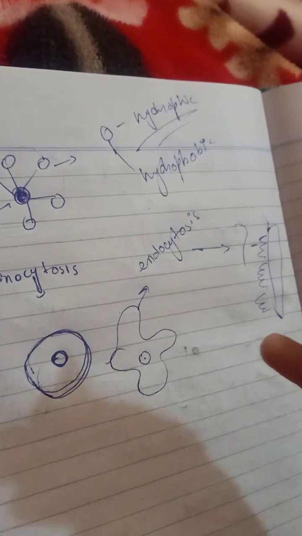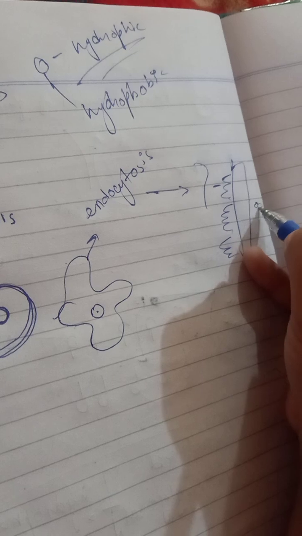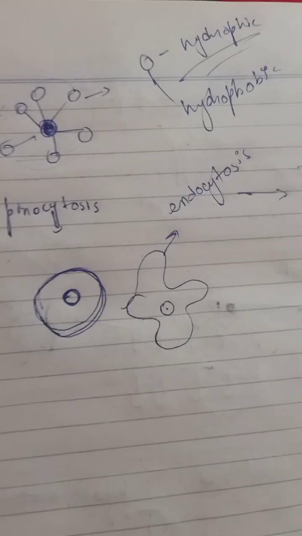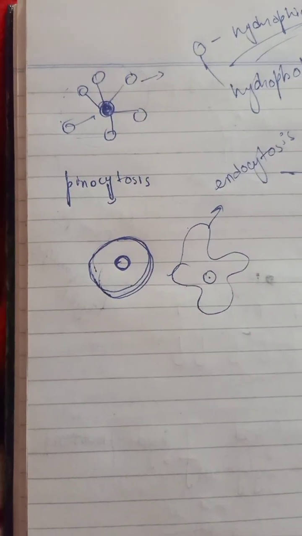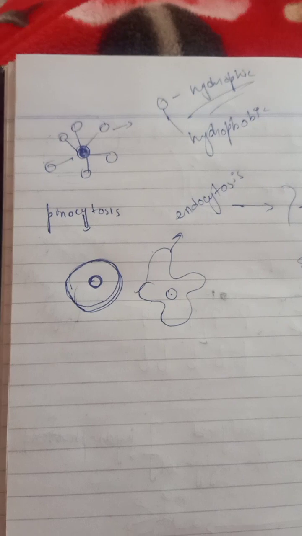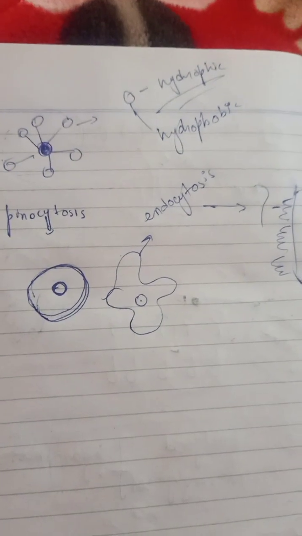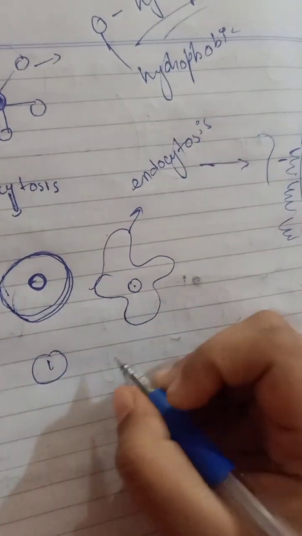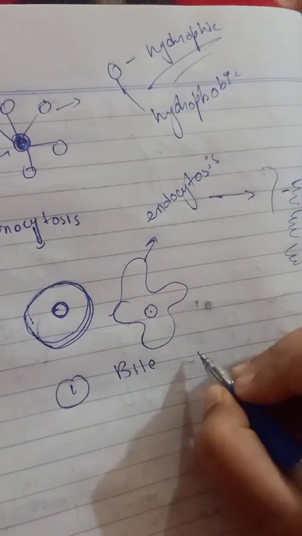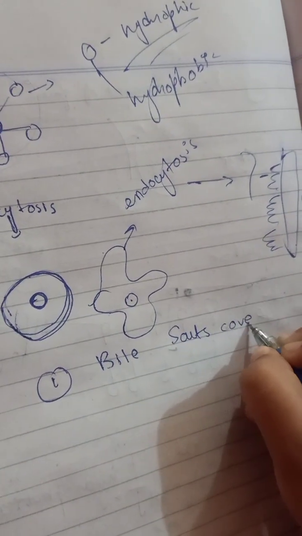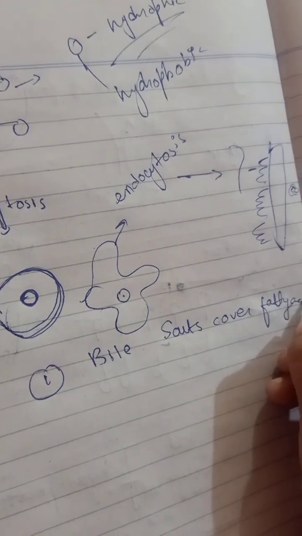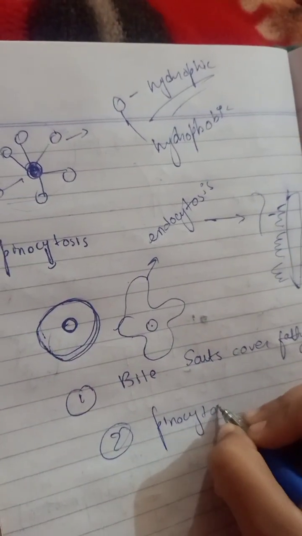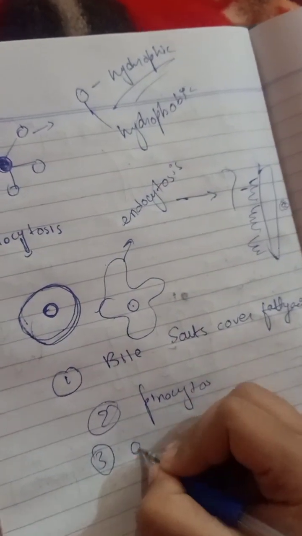Then the bile salts will get detached. Here you can see we have a fatty acid molecule, and the bile salts get detached. So with the help of the bile salts, the absorption of the fatty acid occurs. The bile salt covers the fatty acid. After that, pinocytosis occurs, as I told you, and then we have endocytosis.